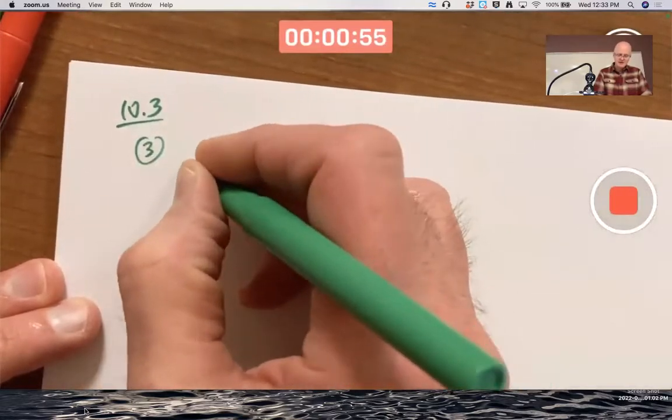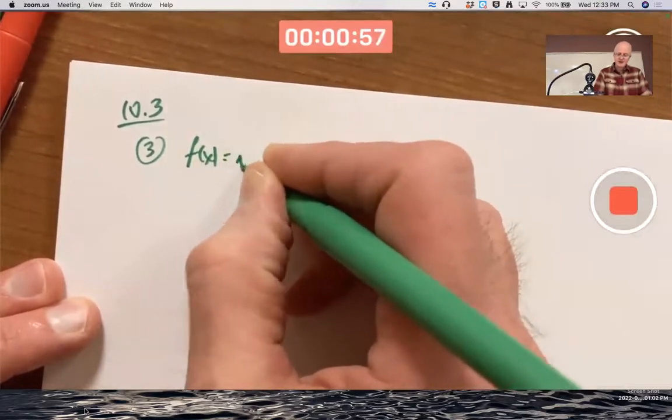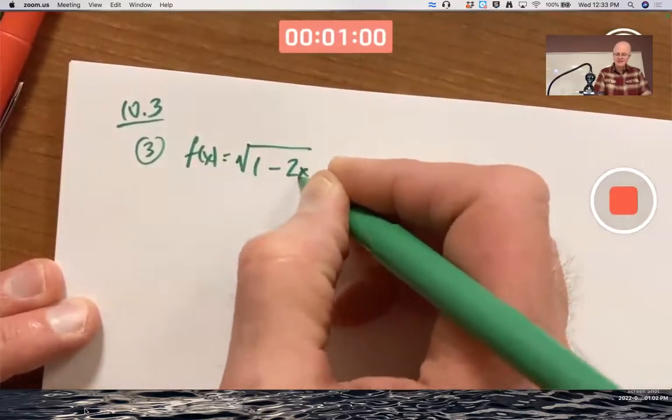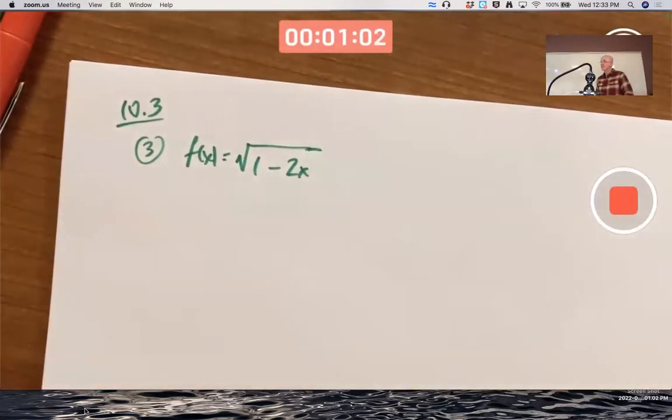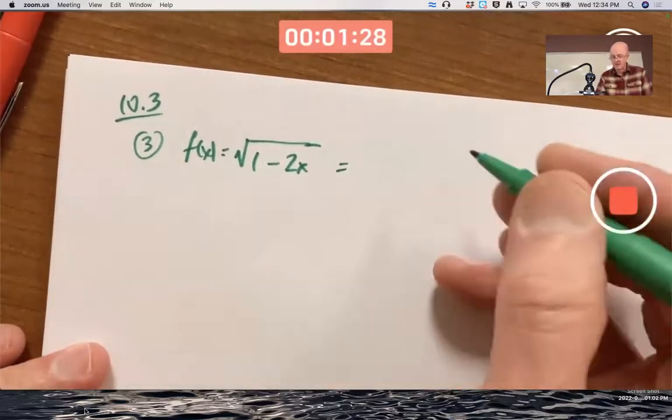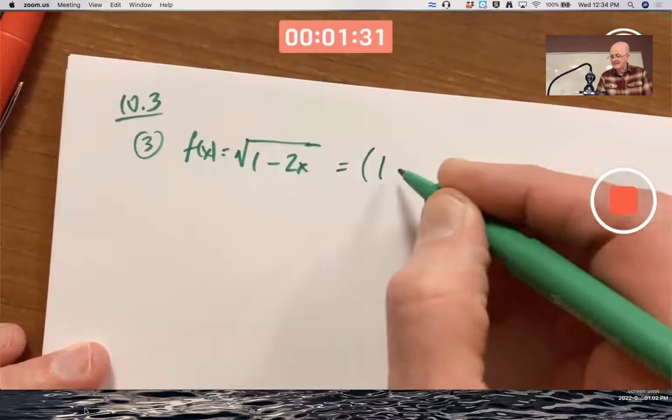Start with number 3, which was to expand the function square root of 1 minus 2x as a Taylor series, not by going back to the definition of taking derivatives, f prime, f double prime, f triple prime, f quadruple prime, et cetera, but instead by using a known series. And when you involve square roots or cube roots or 1 over square roots, the first thing you should think of is a binomial series. You want to try to write this as something to a power. In fact, ideally 1 plus something to a power.